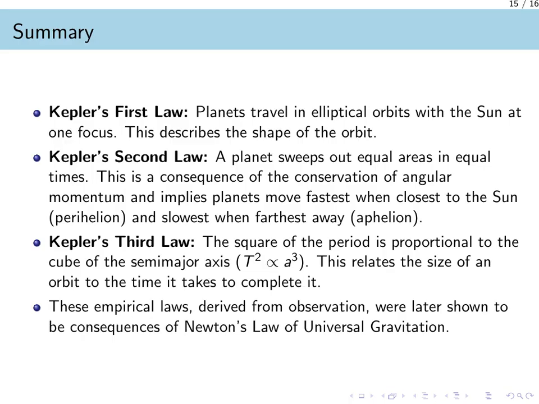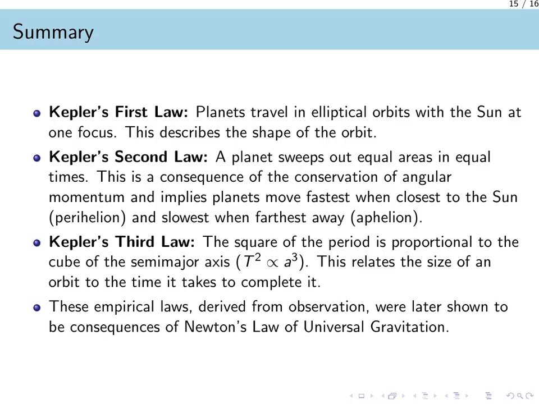Second, Kepler's second law addresses the planet's speed. It states that a line drawn from the Sun to a planet sweeps out equal areas in equal time intervals. This is a direct consequence of the conservation of angular momentum and means that a planet moves fastest when it is closest to the Sun, at perihelion, and slowest when it is farthest away, at aphelion.